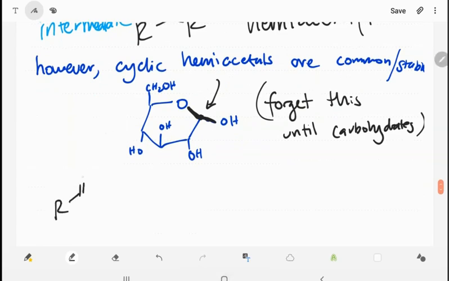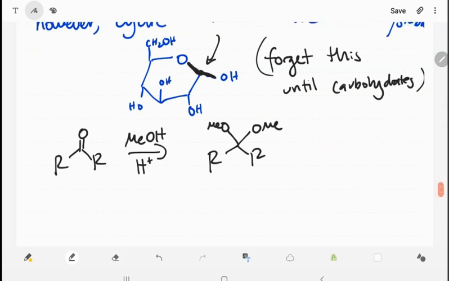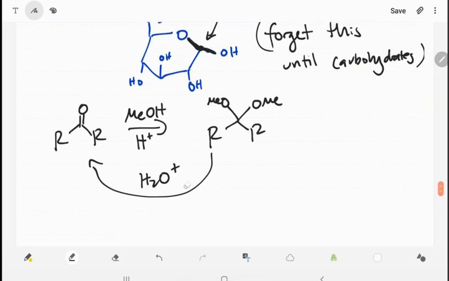So again, ketone, give it some alcohol of some sort. You can do this with ethanol, whatever. H2O and H plus will get you right back to there. So you can put on the ketal or acetal and remove it pretty easily.